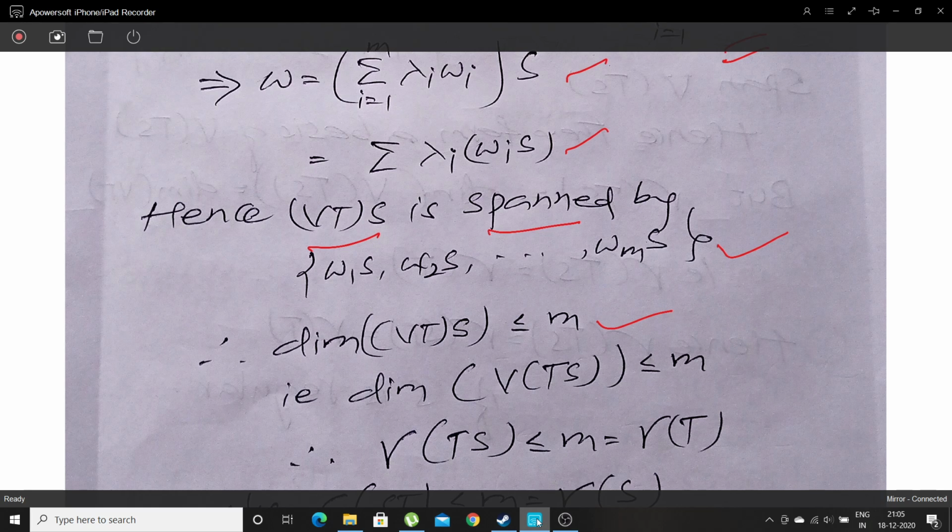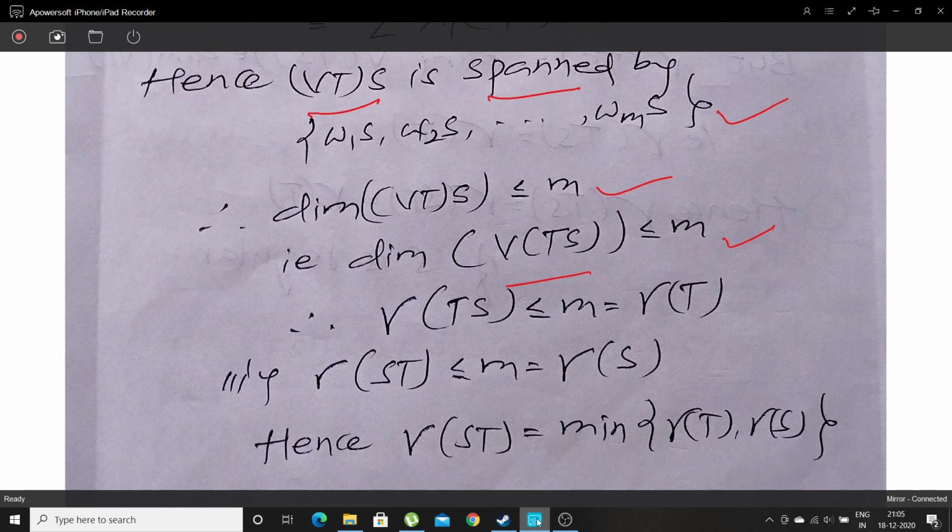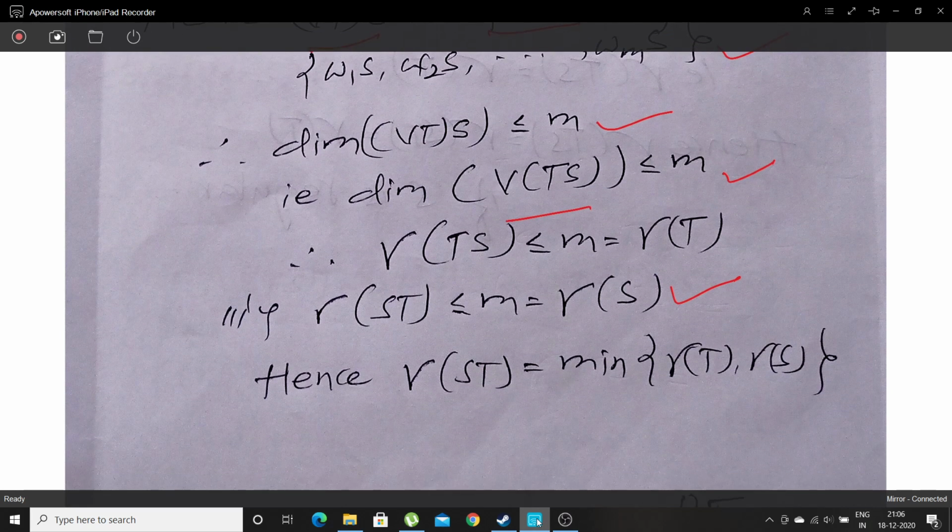That is the dimension of grouping again. That is, the dimension of V of Ts is less than or equal to M only. Similarly, we can prove it for St also: gamma of St is less than or equal to M. What does M stand for? The rank of S. Hence, gamma of St is equal to the minimum of these two, that is, rank of T or rank of S.